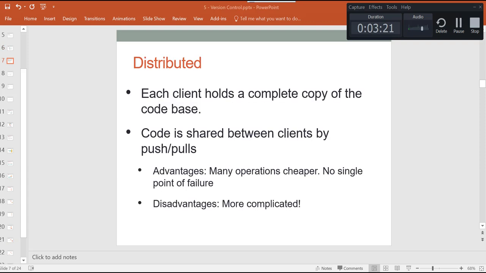You can contrast this with distributed. In distributed, each client holds a complete copy of the code base, and you share the code between the clients by pushing and pulling to and from the repository. The advantage is that many things are cheaper because the person has a complete copy of the code on their laptop, for example, so they can work independently from that repository. If that central repository fails, it's not catastrophic because many people have copies of the entire code base. The disadvantage is it is more complicated.